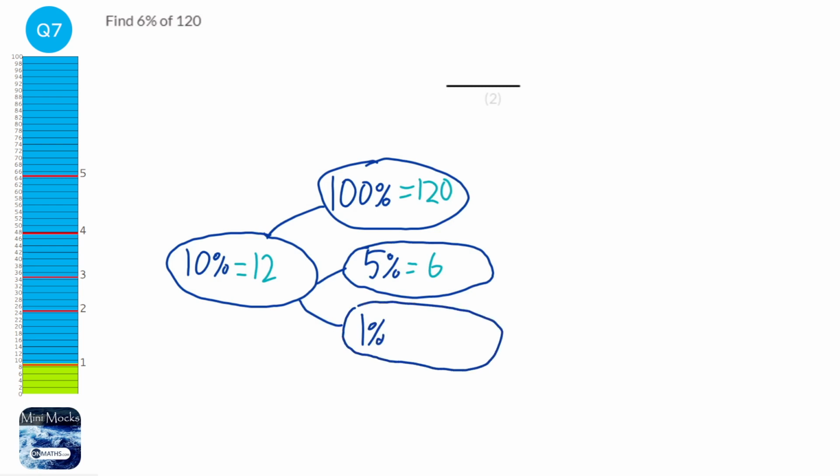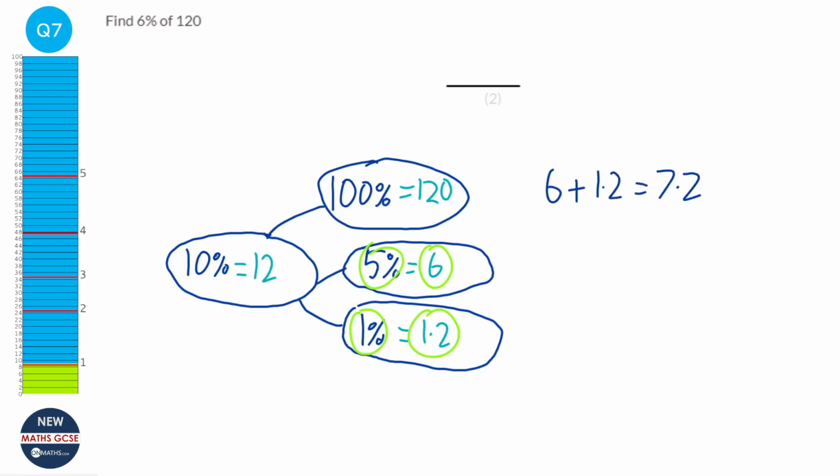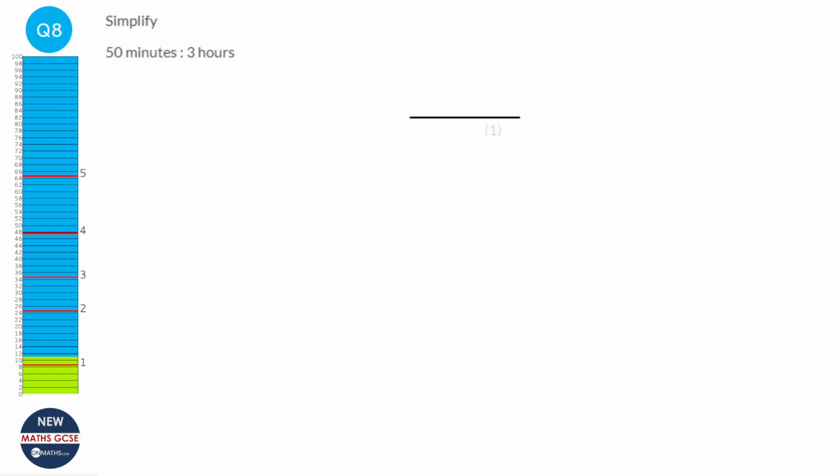And if we got the 1% as well, we can get to the 6%. So to find out what 1% is, we just divide the 10% by 10 and get 1.2. So to get the 6%, we're going to add the 5% and the 1%. So we're going to add the 6 and the 1.2. And so we just do 6 plus 1.2, which is just going to be 7.2. And that's our answer.